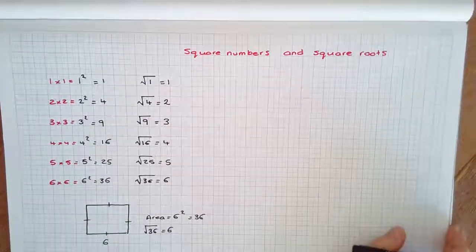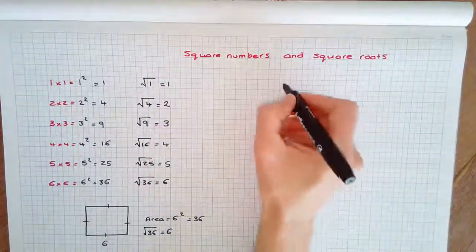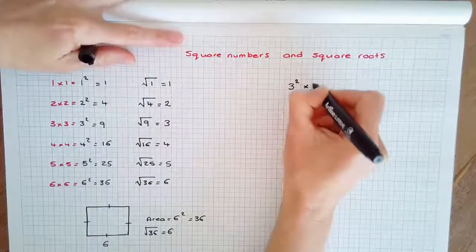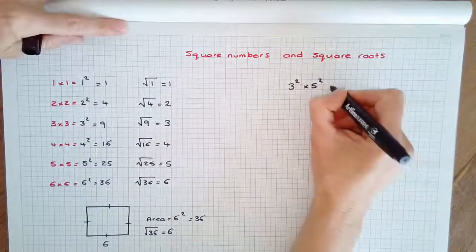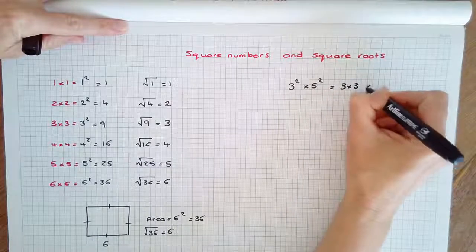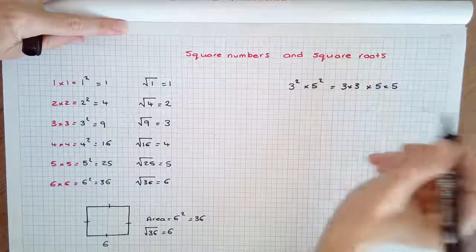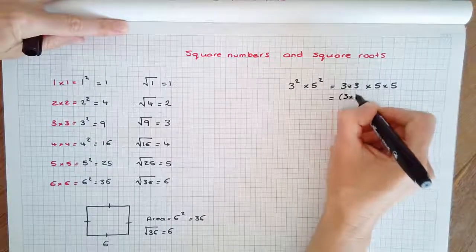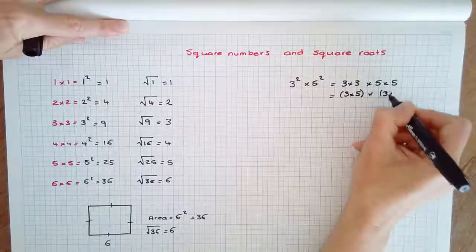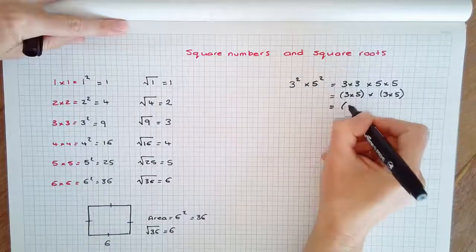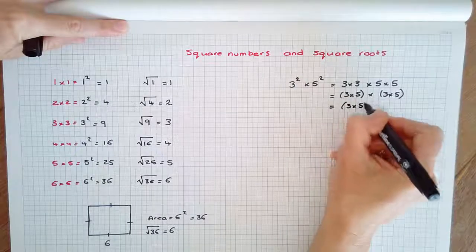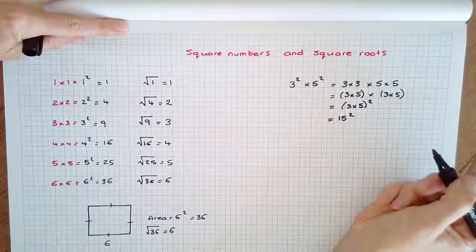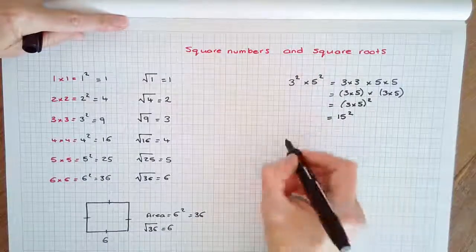Now, multiplying two square numbers is quite interesting. Let's take the example 3 squared times 5 squared. What we've got here is 3 times 3 times 5 times 5. Let's pair these up differently and say 3 times 5 times 3 times 5. That is, we could write 3 times 5 squared, or 15 squared. I'll do one more example and then we'll come up with a rule for this.